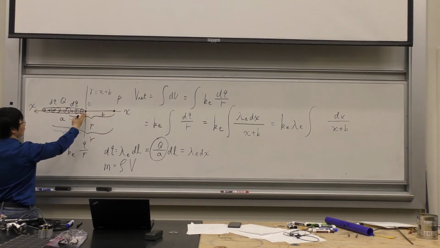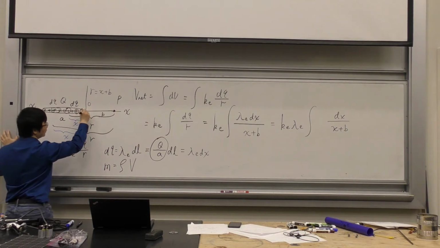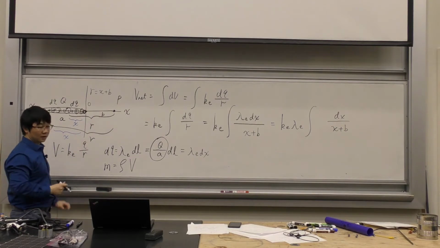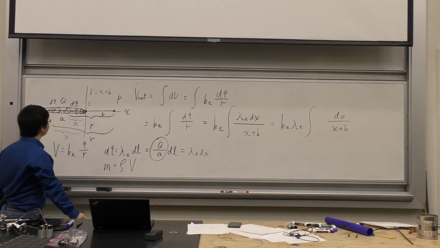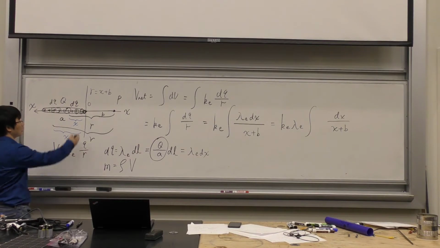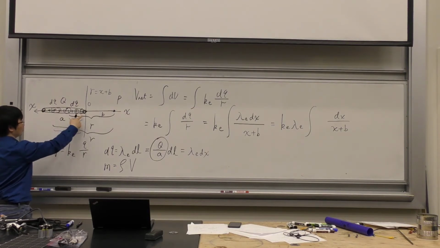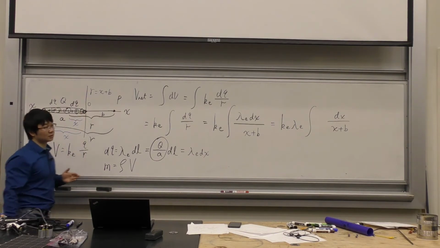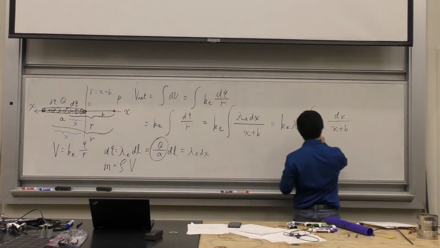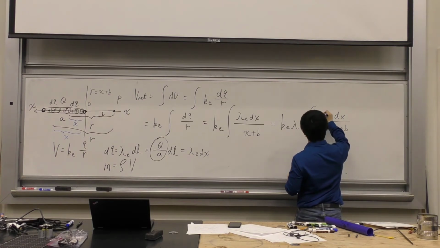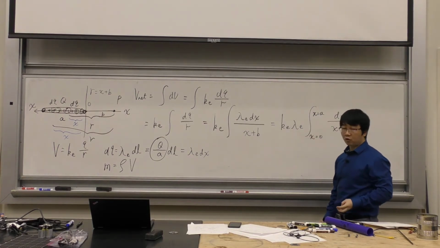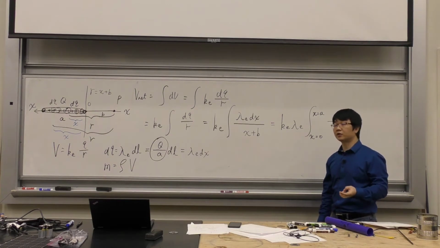So what is the minimum value of x you can get on this rod? Of course here, right? If I pick a dq here, the x value I can get is going to be 0. What is the maximum x value you can get on this rod? Well, it's going to be this. If I pick this dq, the x value I can get is the whole length of this rod. This is going to be a. So the bounds are going to be from 0 to a, okay?